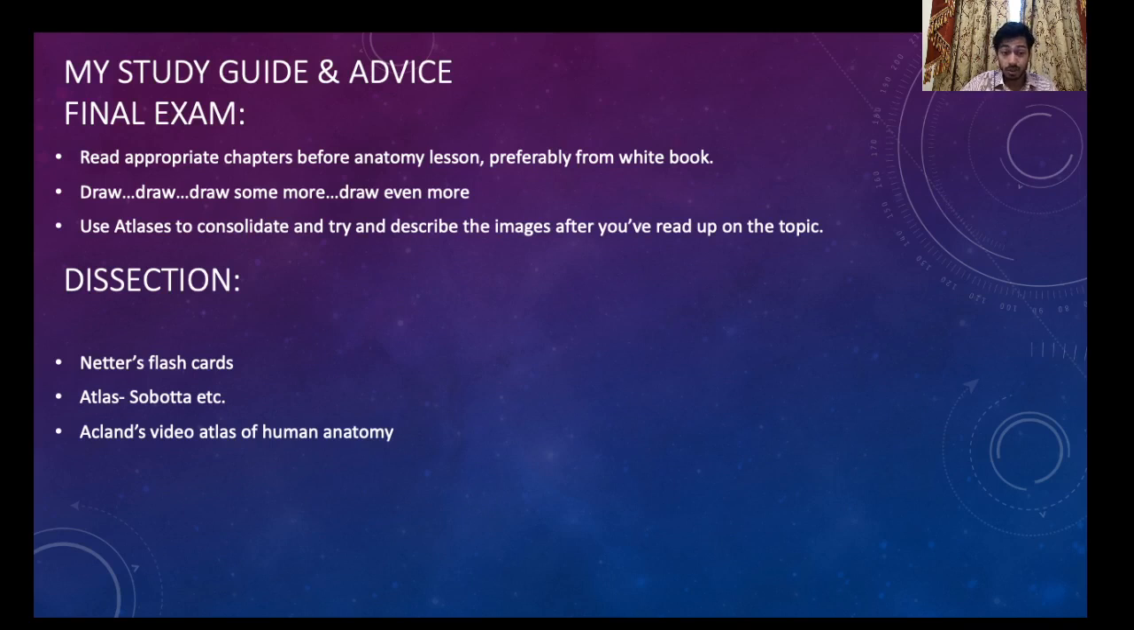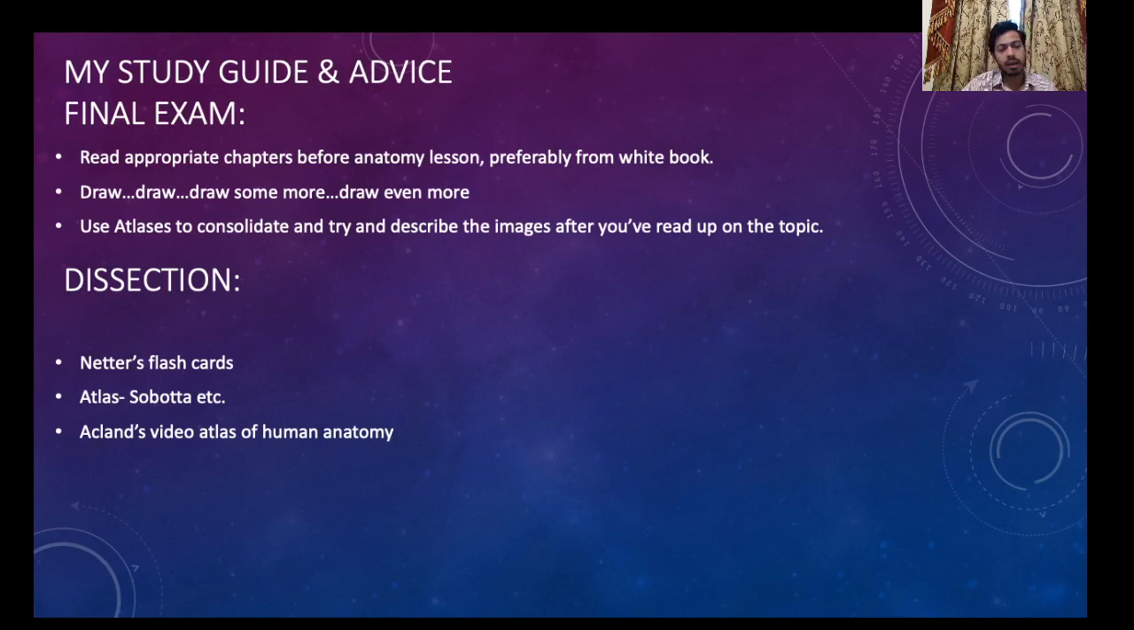Sobotta was the one I used. You can use almost anything, as long as you're using the atlas and looking at the images and just smashing it into your head, basically. And if you're not dreaming about the images at some point before your exam, you should be. You should be in a position where you're thinking about it all the time, because it's the best and easiest way to pass the exam.